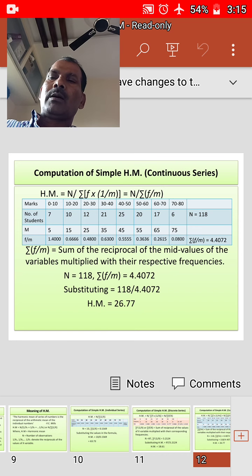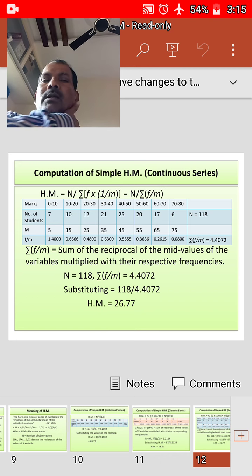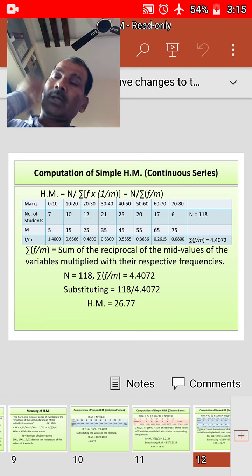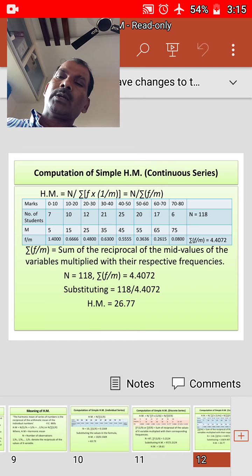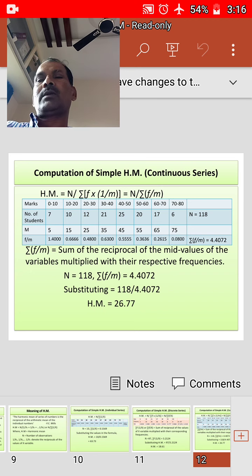Marks are given in continuous form: 0-10, 10-20, 20-30, 30-40, 40-50, 50-60, 60-70 and 70-80. The number of students who got marks between 0 and 10 is 7, between 10 and 20 is 10, between 20 and 30 is 12, between 30 and 40 is 21, between 40 and 50 is 25, between 50 and 60 is 20, between 60 and 70 is 17, and between 70 and 80 is 6.